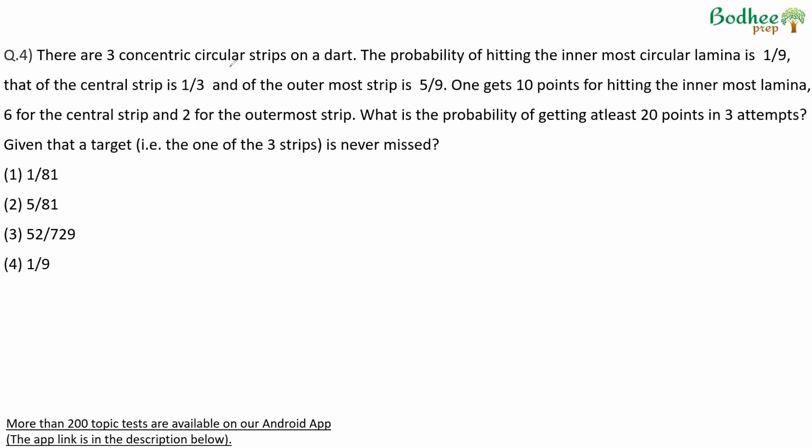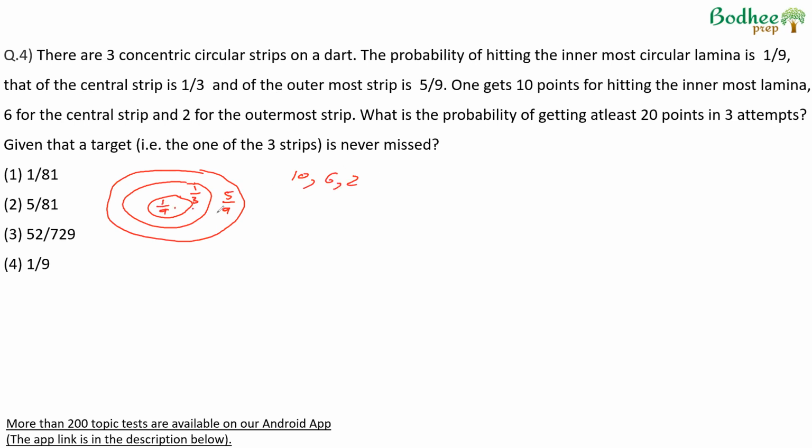There are 3 concentric circular strips on a dart, something like this. The probability of hitting the innermost lamina is 1 by 9. The probability of hitting the central strip is 1 by 3. Outer strip is 5 by 9. Points are 10, 6 for the central, 2 for the outer.